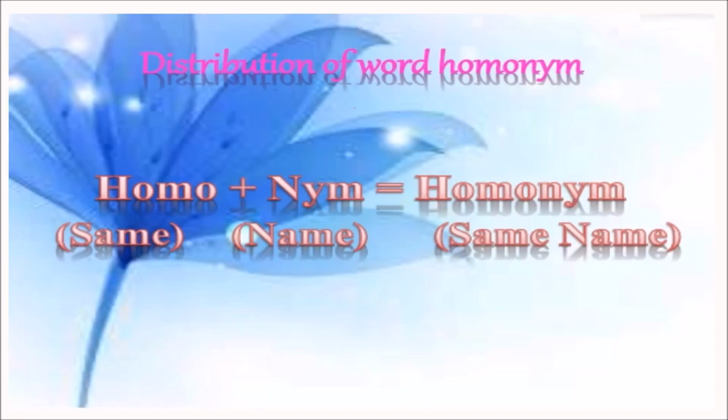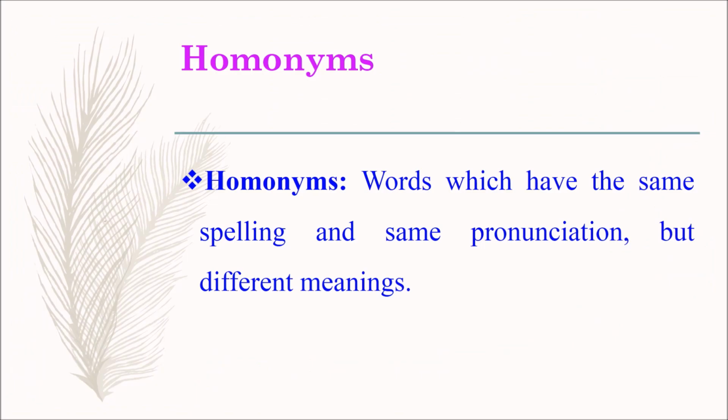Next we are going to revise homonyms. Homonym is made of two words, homo plus nym. Homo means same, nym means name. Combining them, it becomes words having same names. So what is meant by homonyms? Words which have the same spelling and same pronunciation but different meanings.